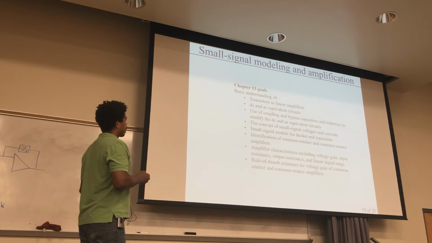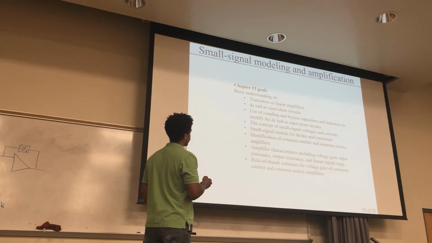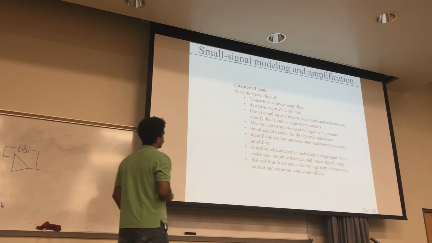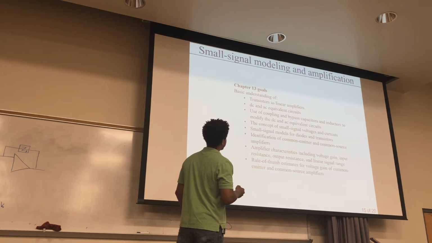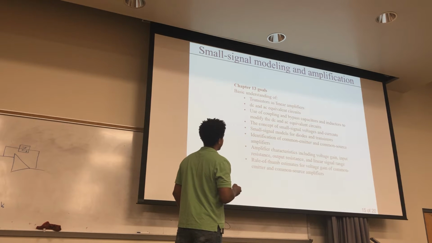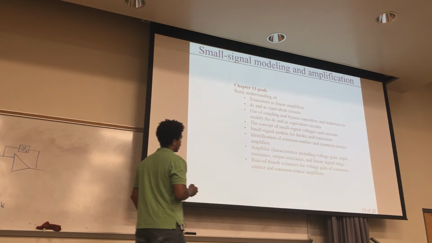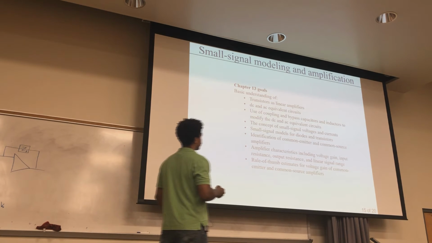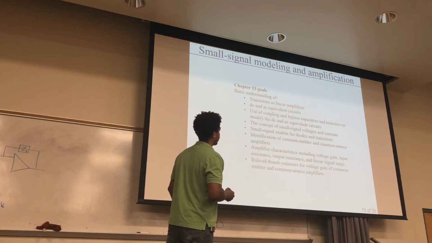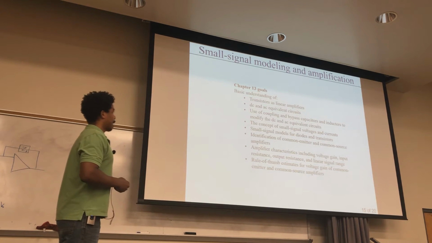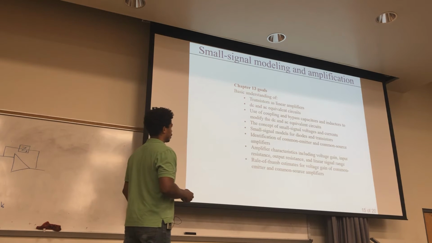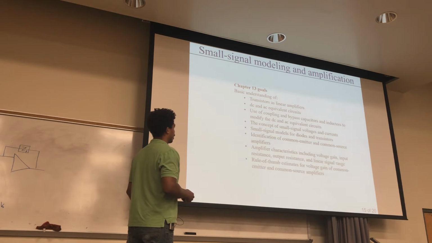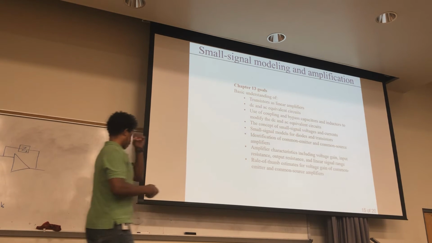And we'll also look at DC and AC equivalent circuits of these transistors, because that's a good way to analyze them. And then we'll use coupling and bypass capacitors and inductors to modify the DC and AC equivalent circuits. We'll look at the concept of small signal voltages and currents, small signal models for diodes and transistors, identification of common emitter and common source amplifiers, amplifier characteristics including voltage gain, input resistance, output resistance, and linear signal, and rule of thumb estimates for voltage gain for common emitter and common source amplifiers.